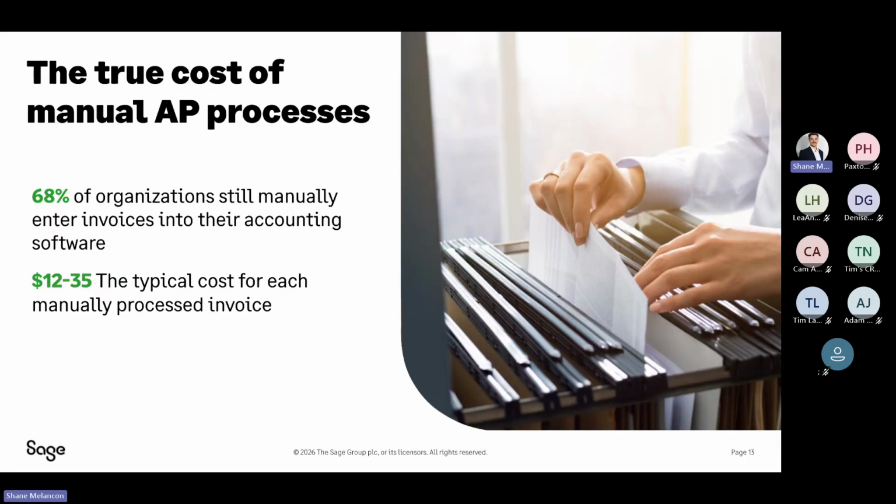So the true cost of manual AP processes, what we found and what studies show, 68% of organizations still manually enter invoices into the accounting software. Typical cost for each manually processed invoice ranges anywhere from $12 to $35. So that's receiving the invoice, printing it out, maybe scanning it back. You hand it off to somebody physically. It comes back. Then AP's got to manually enter that. And if it's all right, as far as coding goes, no problem. But that cost starts to add up. If you have some errors there, you need to go back through routing and all this. So high cost just to process those things manually.